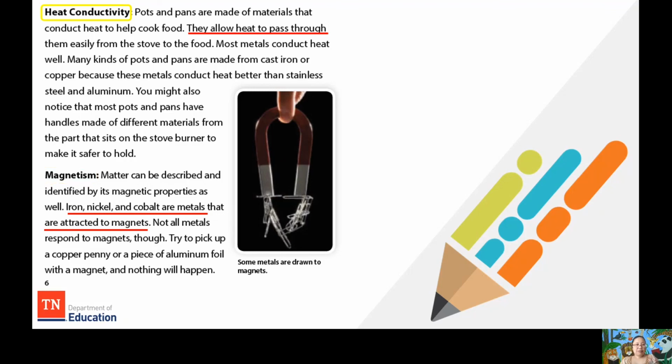Heat conductivity, this phrase up here is important. So heat conductivity is really just how much it allows heat to pass through the object.